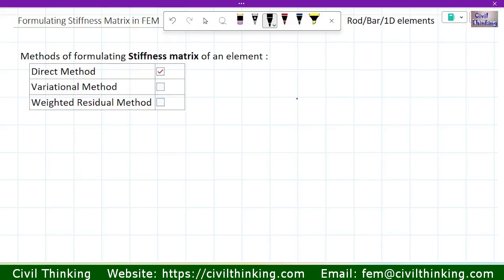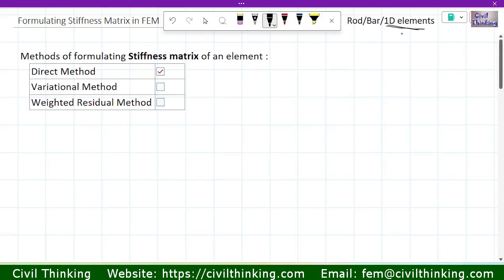Now, coming to today's class, in this class we will be talking about finding the stiffness matrix, deriving the stiffness matrix based on the direct method. However, there are multiple methods to find the stiffness matrix, and when appropriate we will be talking about the variational method and the weighted residual method too. But right now in this class we will be talking about the direct method, and we will talk about the stiffness matrix of rod elements or 1D elements.